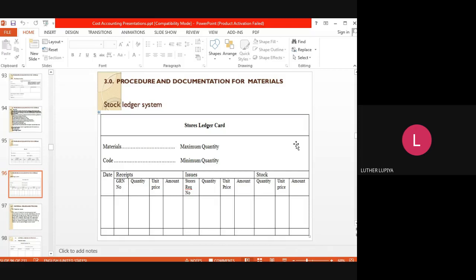Oh, now that is on the store's ledger card, because on the bin card they don't put the unit price and the amount. So in the store's ledger, you're going to see that you have quantity and unit price. Now, when you multiply quantity by unit price, it should give you an amount. For example, if you had bought 100 items, and each one of them is 10 kwacha, the amount will be 10 times 100. That's what you put there as the amount, 1,000. Is that okay? Yes, sir. Okay. Good.